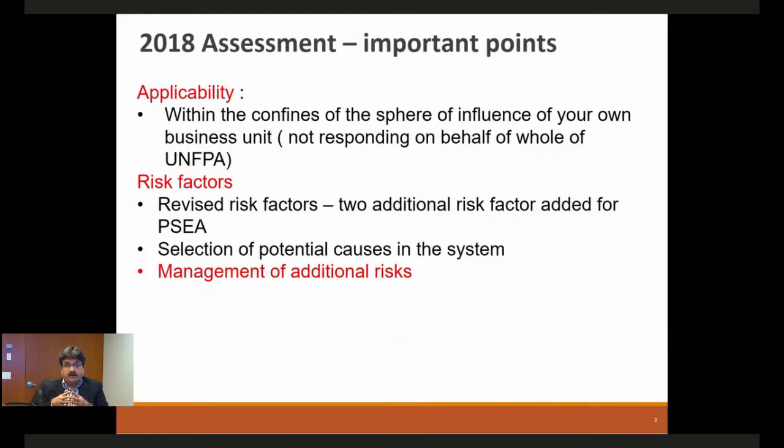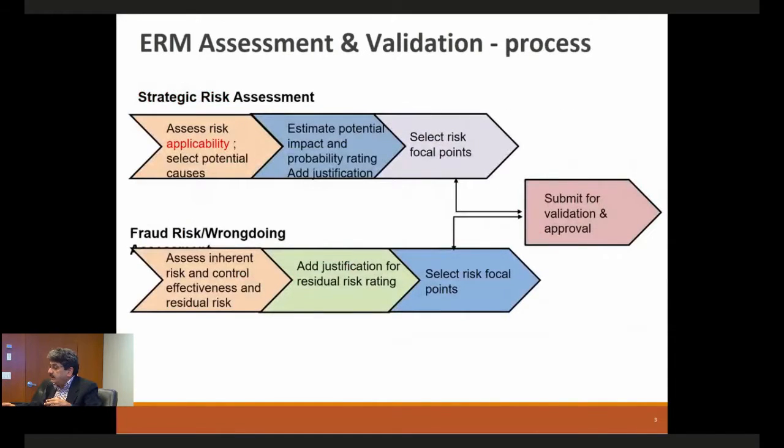I already spoke about two additional risk factors which we have added this year, and then the new feature of selection of potential causes and the management of additional risk, which I just explained, which enable us to do the customized assessment for different countries. Now this is the slide which we had last year also, but I will focus only on those things which have changed this year. Here, this is a process flow, basically how we do the assessment and validation. Last year, we used to do the rating. We used to define what rating we have, but this time we don't have to define rating.